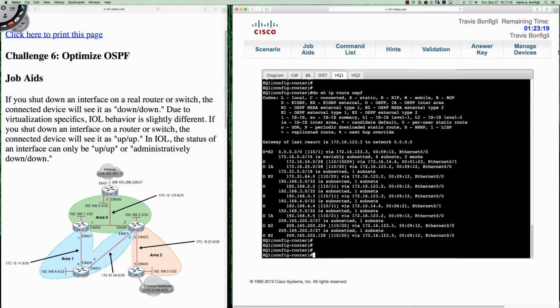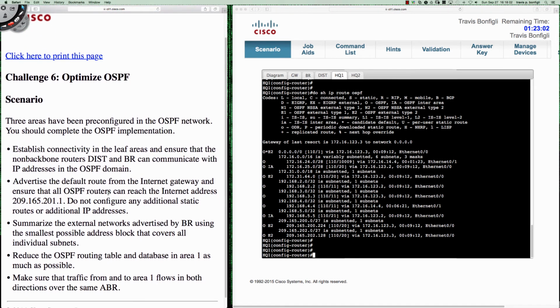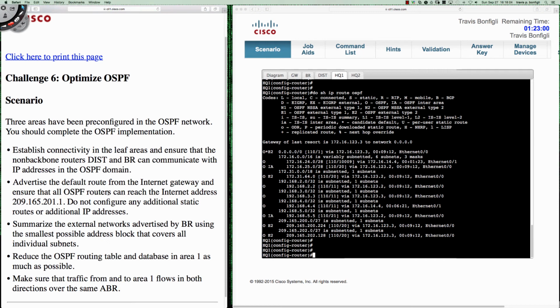Let's see, how are we going to deal with this here? This is going to cause me to think a little bit. So we've already manipulated the router. Let me make sure it says both ways. Make sure that traffic from and to area 1 flows in both directions over the same ABR.